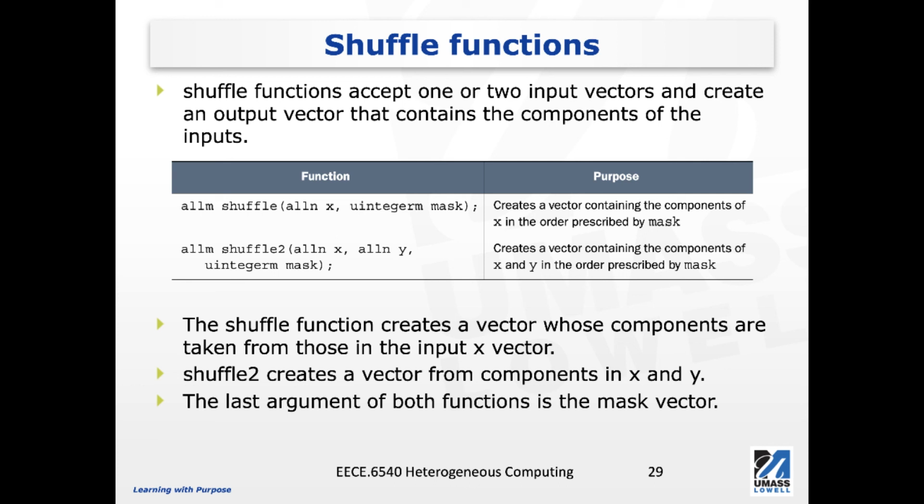For both functions, you can see here, the very last argument is the mask, which determines the indices that we're going to use to build the output vector.